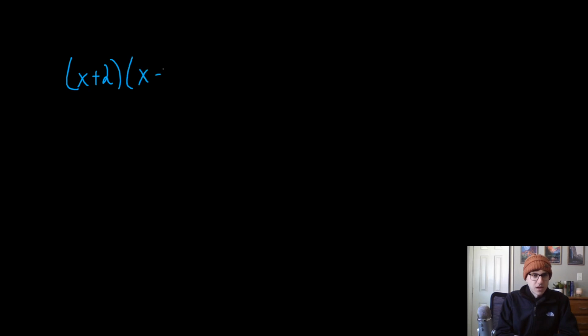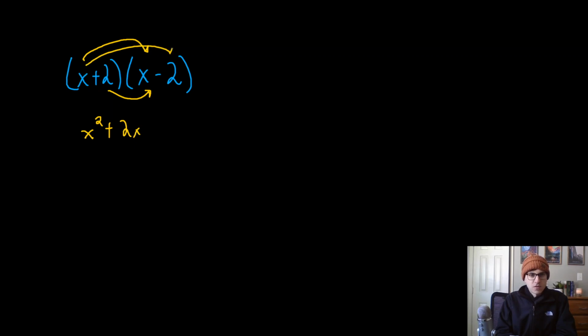Before we get into today's topic, I want to do an example for you. Let's see, what if I multiplied x plus 2 times x minus 2? What would happen there? Well, we're distributing this x plus 2 to this x minus 2. So as usual, x times x, and then we have 2 times x, so x squared plus 2x. And then we have x times negative 2 and 2 times negative 2, so that's minus 2x minus 4.